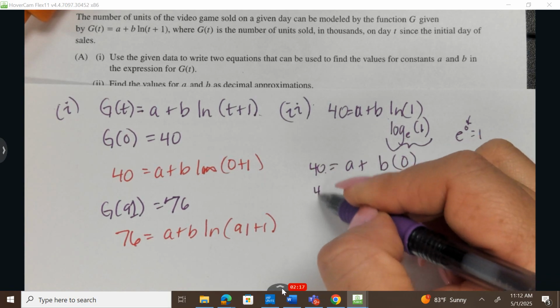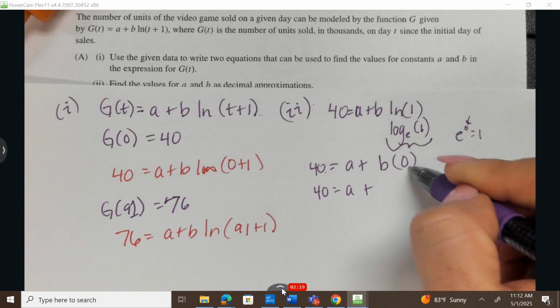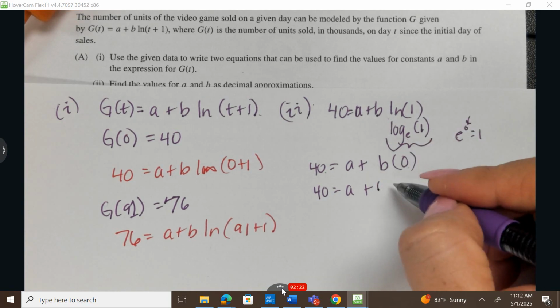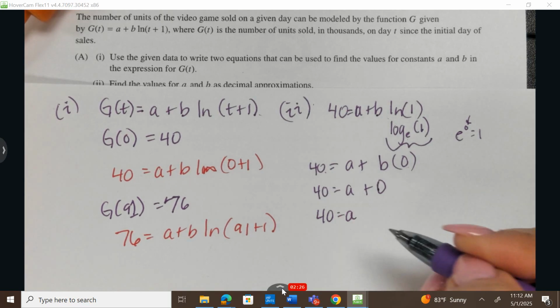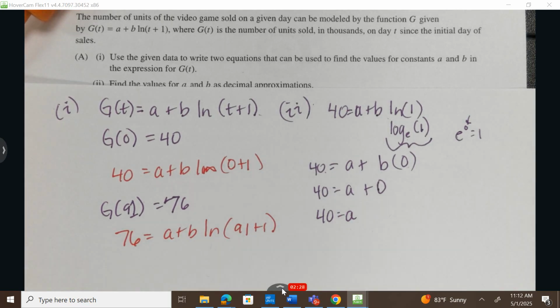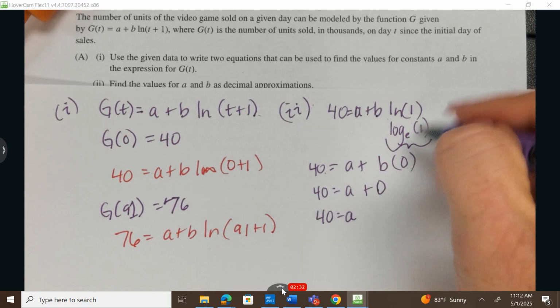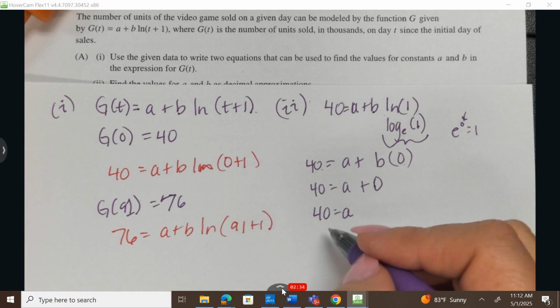And now we can easily see that B times 0 is 0, and so 40 equals A. I have to resist circling the final answer. Hopefully you remember not to do that. If we do circle, it negates the work that we just did. Okay, let's go on to the next part.